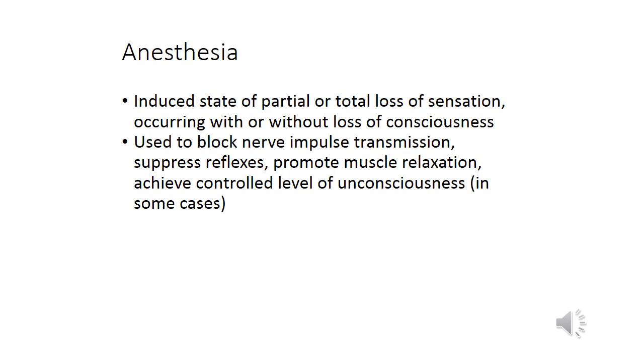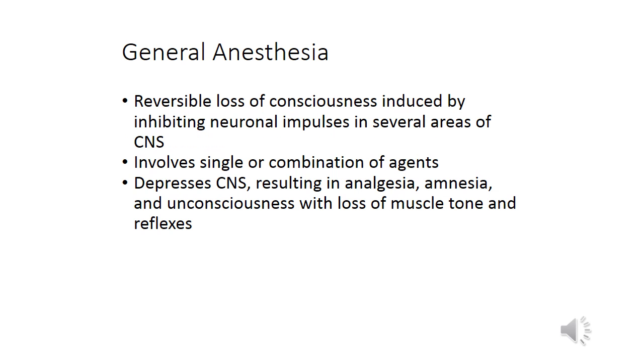Anesthesia can be induced in many ways. The most common forms of anesthesia used in North America include general, regional, and local anesthesia. General anesthesia is a reversible loss of consciousness induced by inhibiting neuronal impulses in several areas of the central nervous system. This state can be achieved by a single agent or a combination of agents.